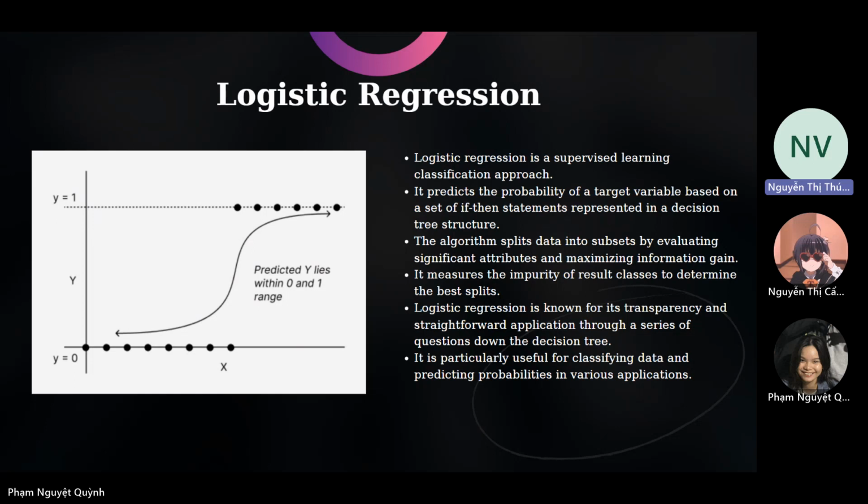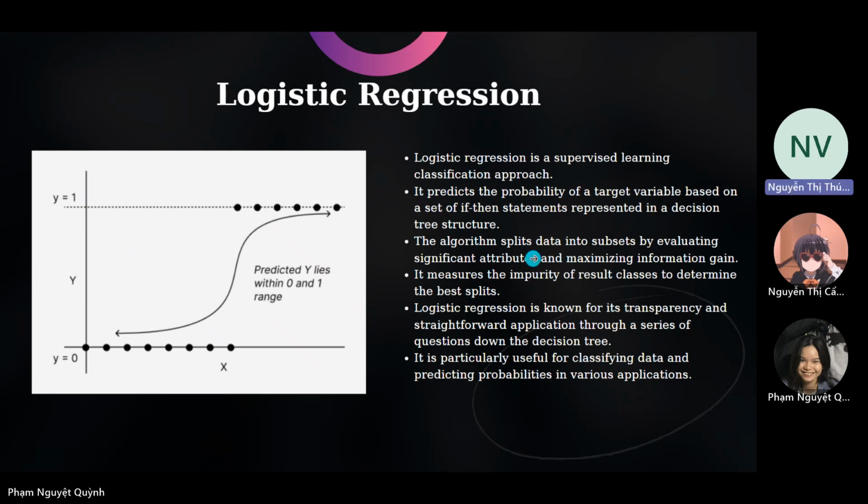Logistic regression is known for its transparency and straightforward application through a series of questions down the decision tree. It's particularly useful for classifying data and predicting probabilities in various applications.